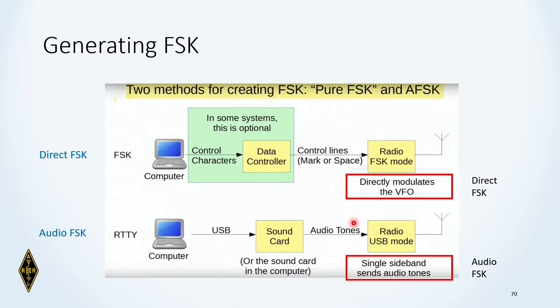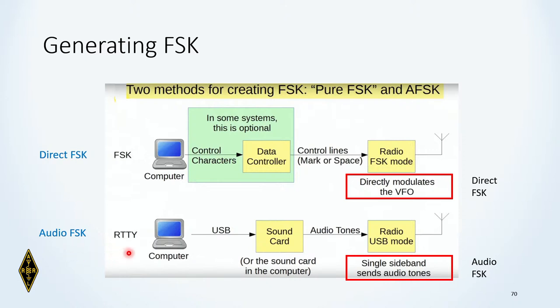Now, how do we generate frequency shift keying? There's a little controversy in ham circles about this, and I'll touch on that. We've got what's called direct FSK and audio FSK. With direct FSK, we've got a computer sending a digital signal to the radio, and it's going to directly modulate the VFO. So if the VFO is set to 29 megahertz, I'll just keep using that for example, when we go from a 1 to a 0, it's going to switch a capacitor in and out of the oscillator, typically, which will actually shift the carrier frequency by 170 hertz. So that's the idea of direct FSK. We're directly shifting, directly modulating the VFO. It's direct FSK.